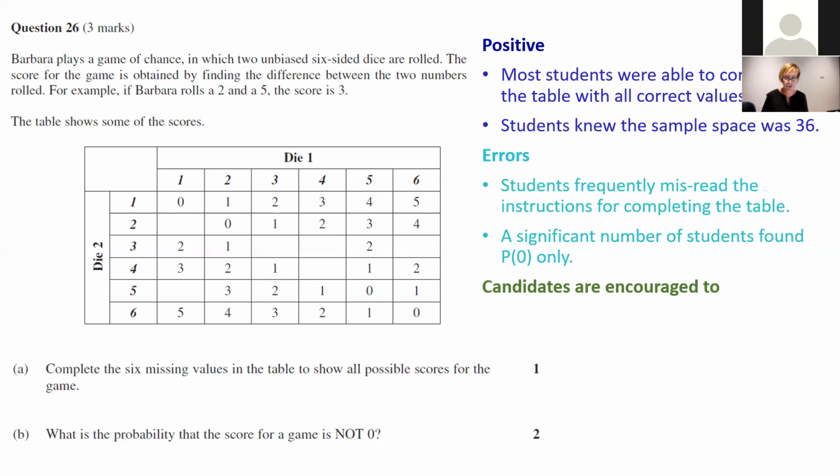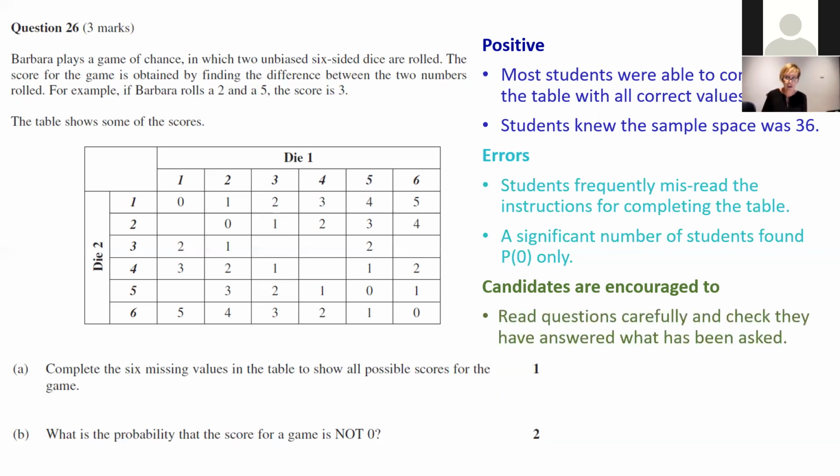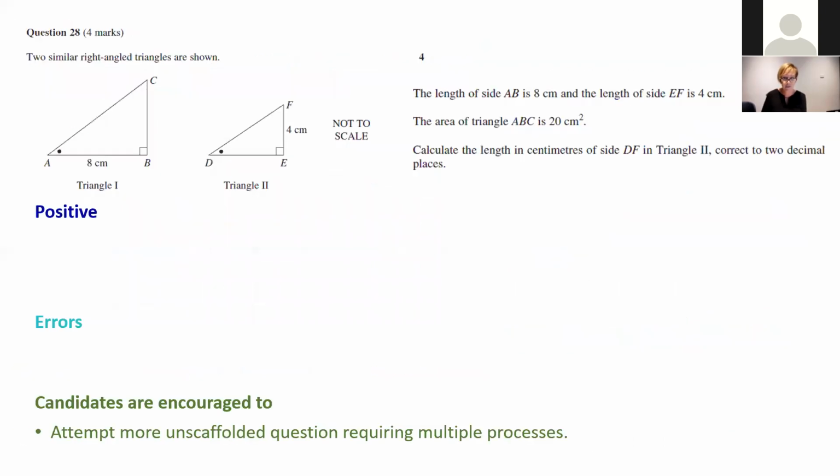A significant number of students found P0 only. In other words, they actually had to find, well, they could have done this a number of ways, but a number of students found the probability for getting a score of 0, rather than not, okay? So they're encouraged to read the question carefully. That's a theme, and it's a theme every year from the marker feedback, I'm sure, and check that they answered what has actually been asked. And the last one, it was really challenging for these students, unscaffolded 4 marks.